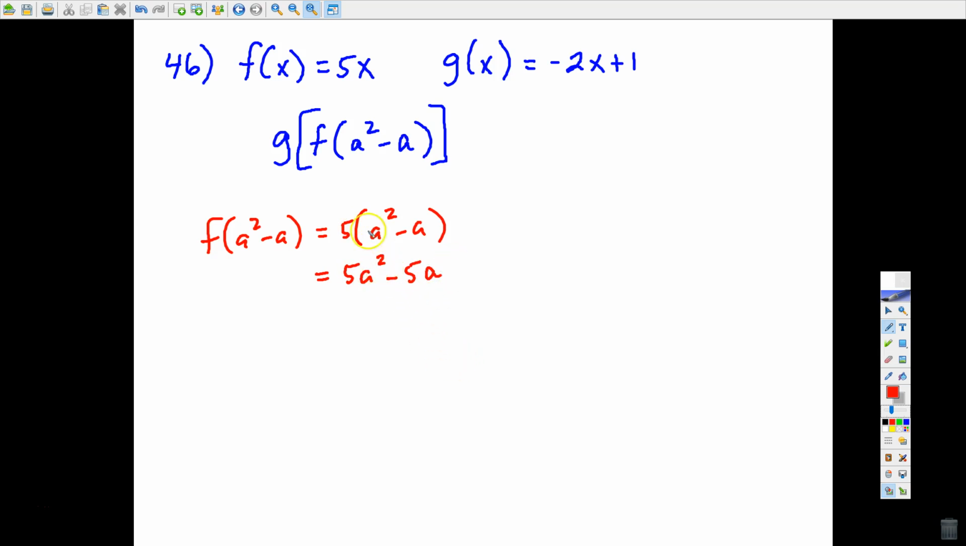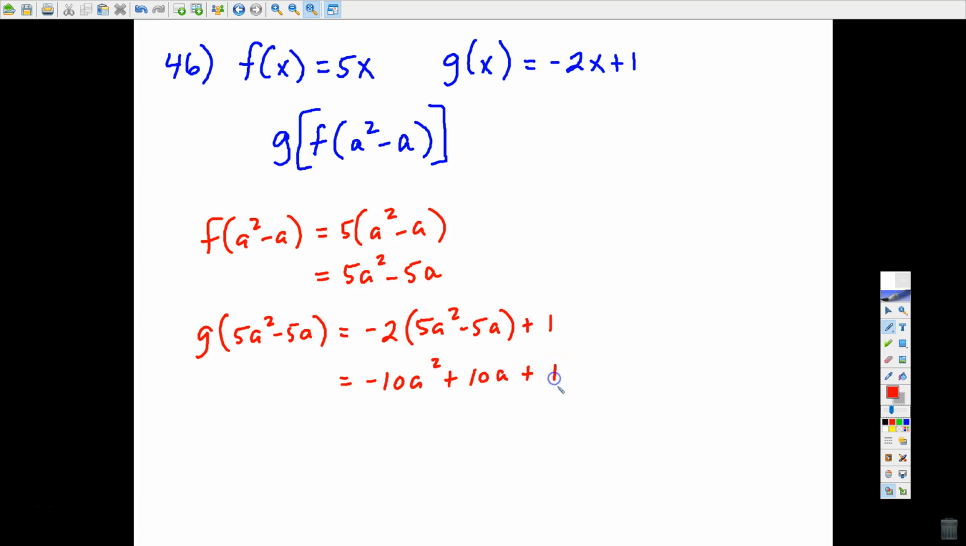Okay, and so now this becomes the input for the g function. So g of 5a squared minus 5a. Now we're going to be replacing x with 5a squared minus 5a, and then bring down the plus 1. So distribute negative 2: negative 10a squared plus 10a plus 1, and we don't have any like terms to combine, and so that ends up being our final answer. Negative 10a squared plus 10a plus 1.